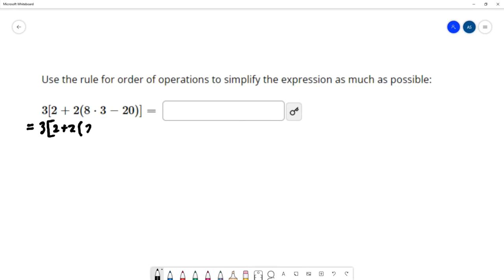8 times 3 is 24. And now finish the operations inside that innermost parentheses. 24 minus 20 is 4. We have the 2 here written right next to the 4. Using parentheses, that means multiplication.